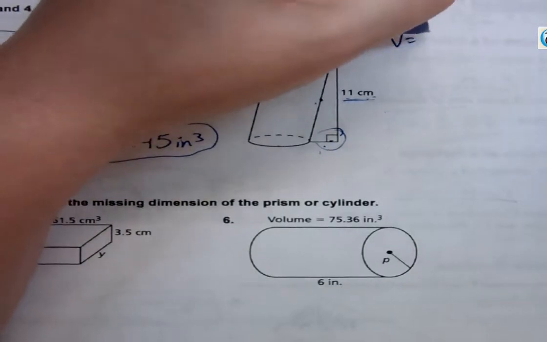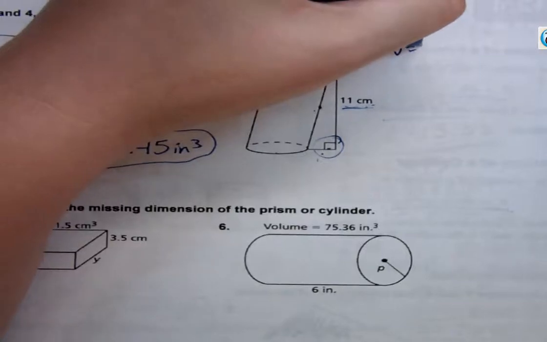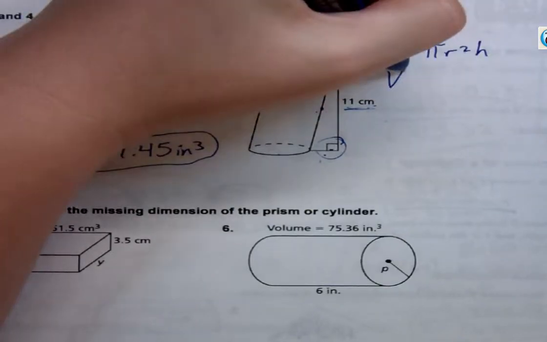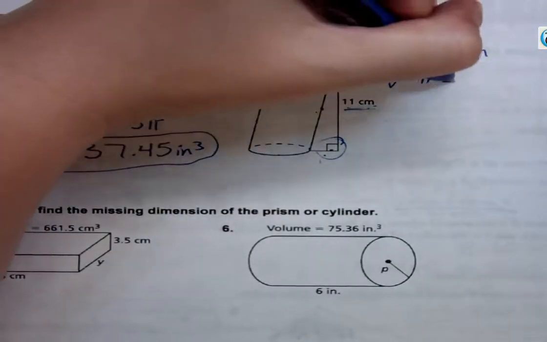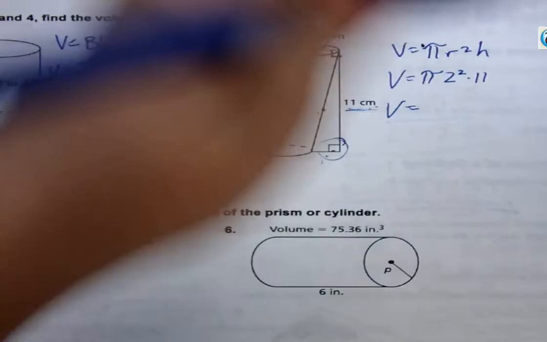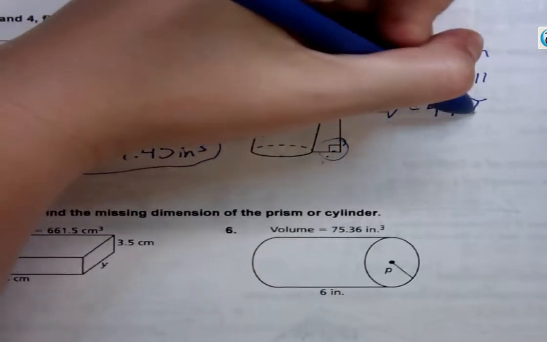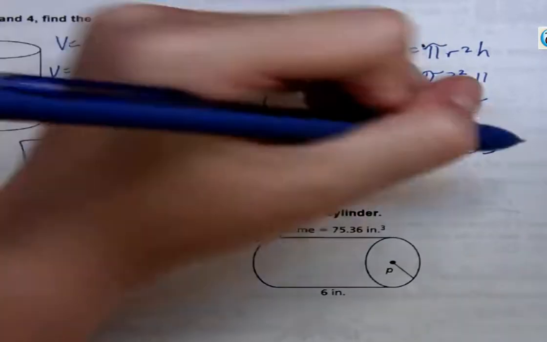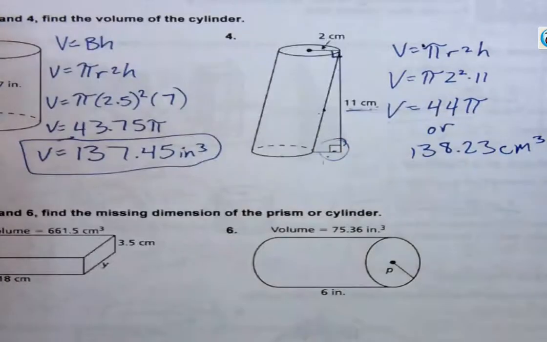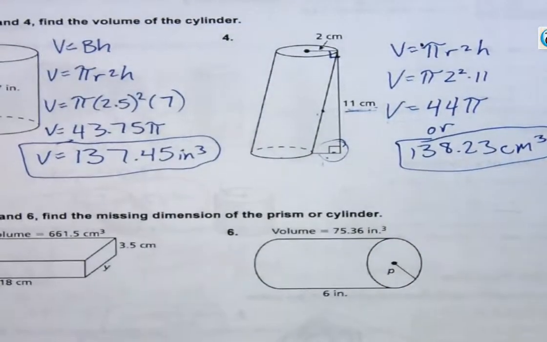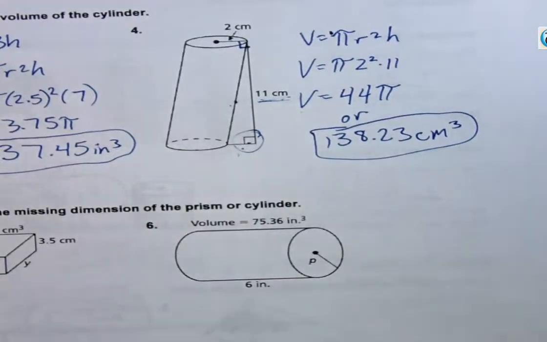So we can go ahead and put our formula in. Height. Pi times the radius squared times the height. So pi times 2 squared times 11. So our volume will be 44 pi, or 138.23 centimeters cubed. Alright, pretty straightforward.